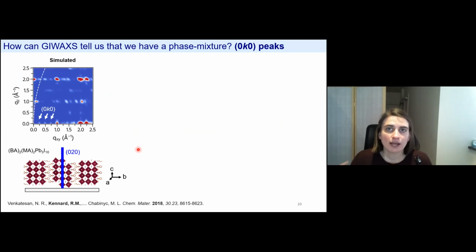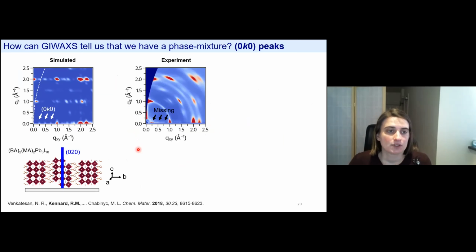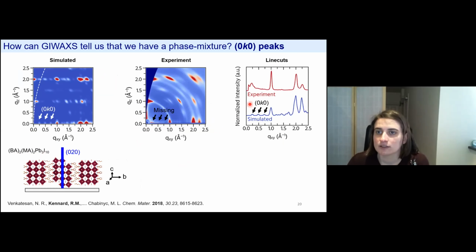So how can GIWAXS tell us that we have a phase mixture? This was a simulation that my lab mate did of this butylammonium methylammonium metiodide phase. When he made this as a film, he saw that actually the OKO peaks are completely missing. He took a line cut and saw that in experiment, aside from some leakage from the beam stop, which gives this intensity, there are no OKO peaks, but in the simulation, we should definitely see them.